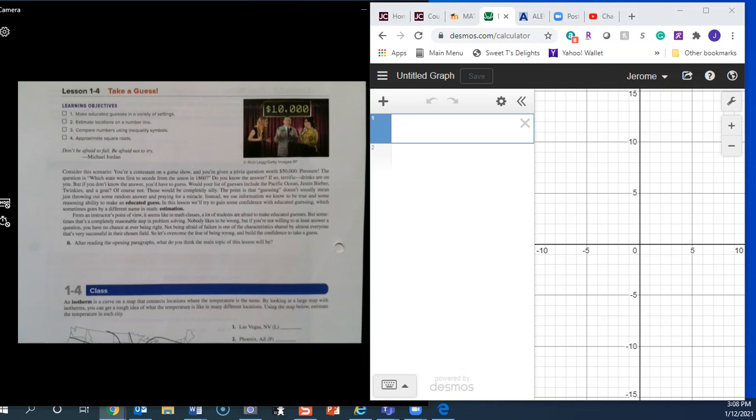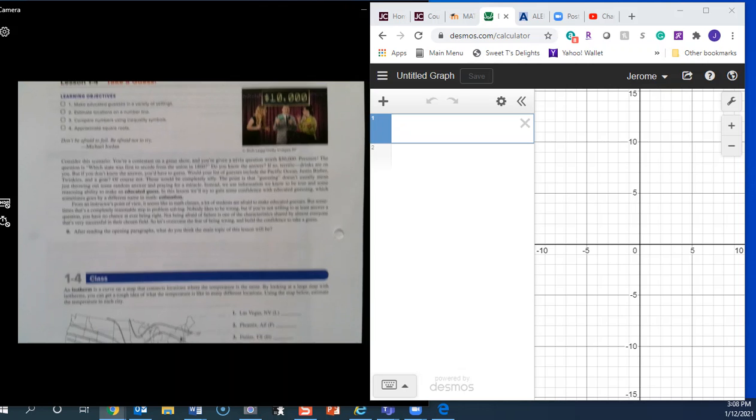All right, so 1.4. It says, take a guess. Our learning objectives are to make educated guesses in a variety of settings and to estimate locations on a number line, compare numbers using inequality symbols, and approximate square roots.